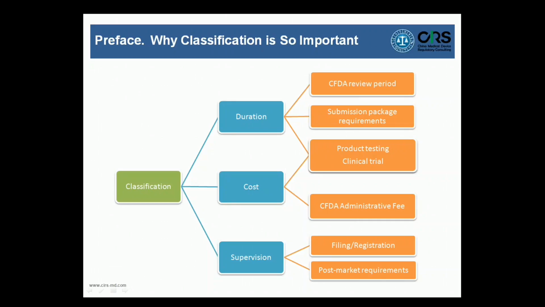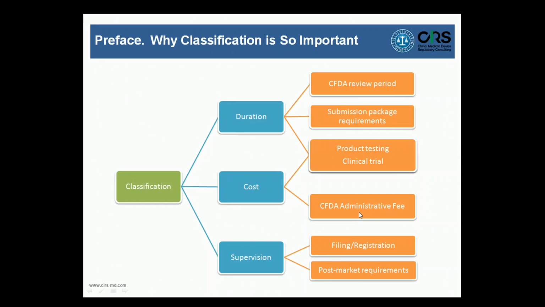The most important are product testing and the clinical trial. For Class 1 products, you don't need to do any testing or any clinical trial, but for Class 2 products, they have to do their testing in CFDA qualified labs, and some are even required to do the clinical trial. And for Class 3 med devices, they not only have to do the product testing, but most of them are also required to do the clinical trial. Everyone knows that testing and clinical trials cost a lot and take quite a long time.